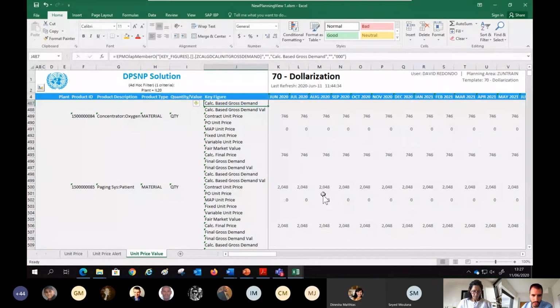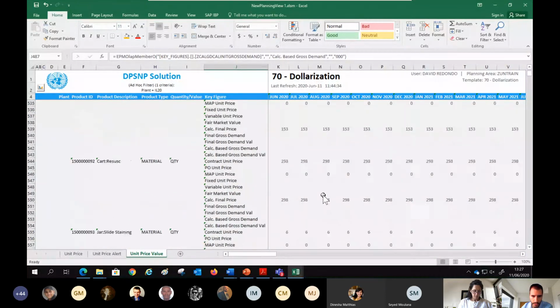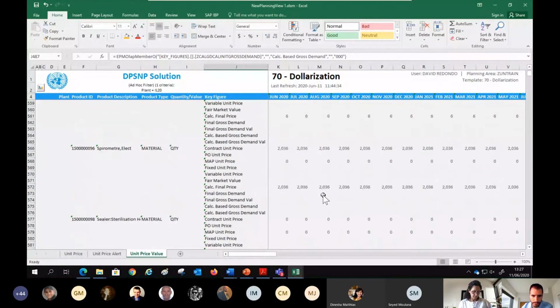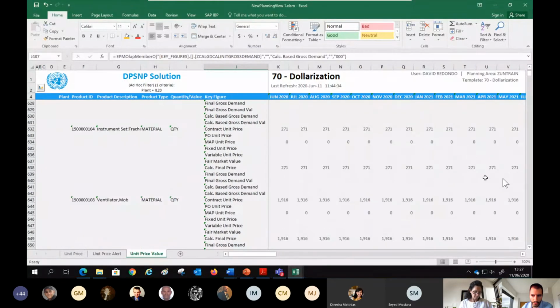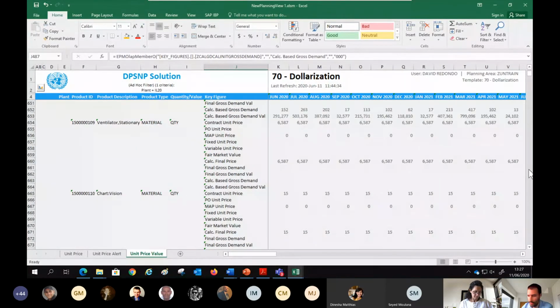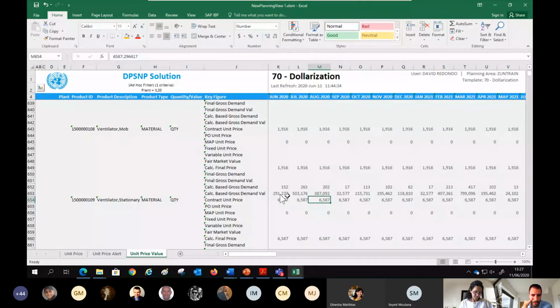So now I have to find also some products that have, let's say, the gross demand, right? Because those are all the prices for the entity. Let me take, for example, this one. So this one already has the calculated. So let me take ventilator. That is one example that we have used during the training. We have the contract unit price and the calculated final price.